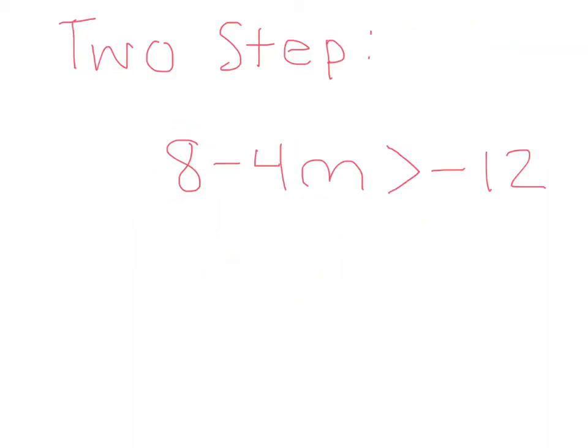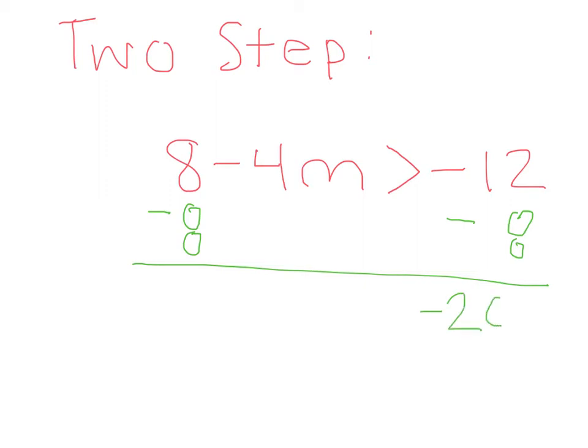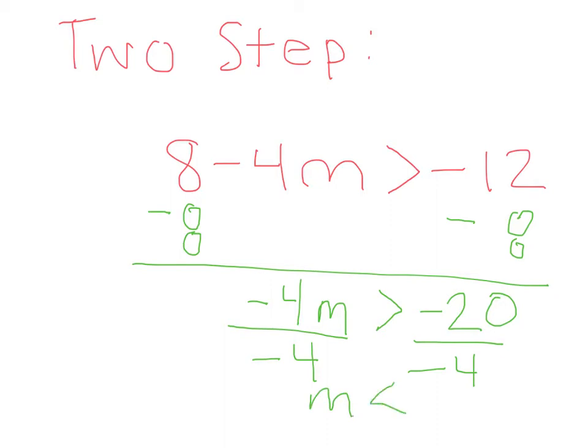Then our next problem is a two-step inequality. So the first thing you need to do is subtract 8 from both sides. And you have to do keep change opposite, and you get -20 is less than -4m. Then you're going to divide -4 on both sides, and you're going to switch the sign, so you get m is less than 5.